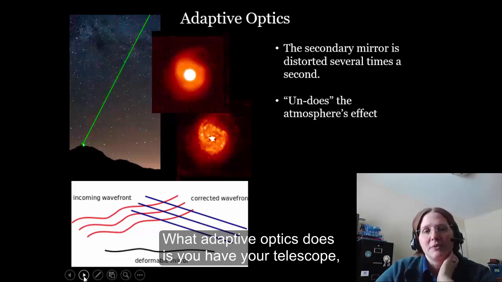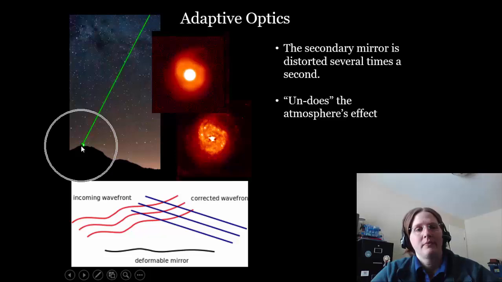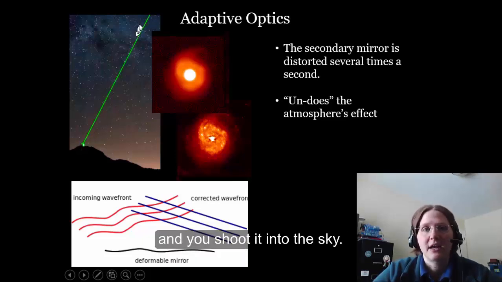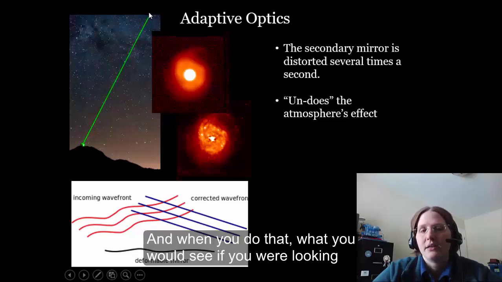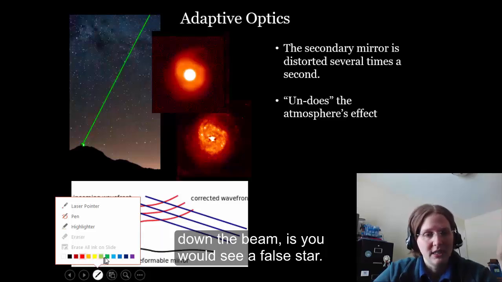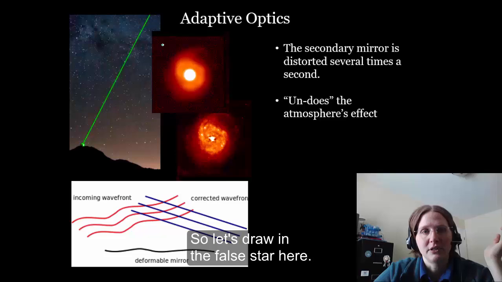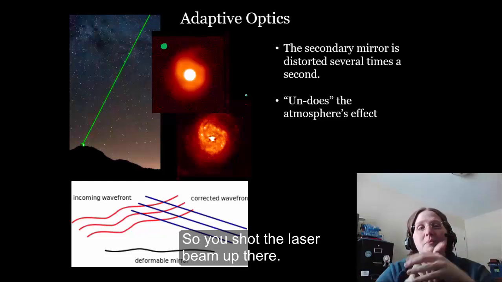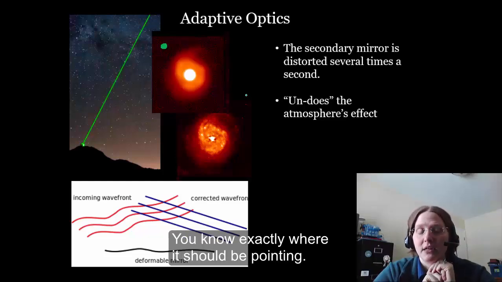What adaptive optics does is you have your telescope and you have a high-powered laser and you shoot it into the sky. And when you do that, what you would see if you were looking down the beam is a false star. So let's draw in the false star here. So you shot the laser beam up there. You know exactly where it should be pointing.